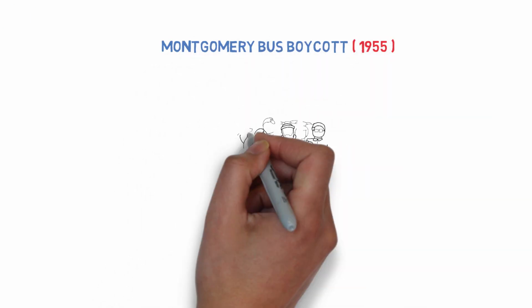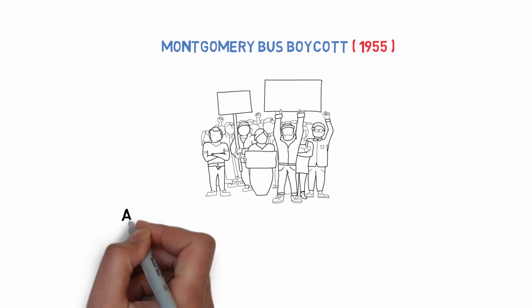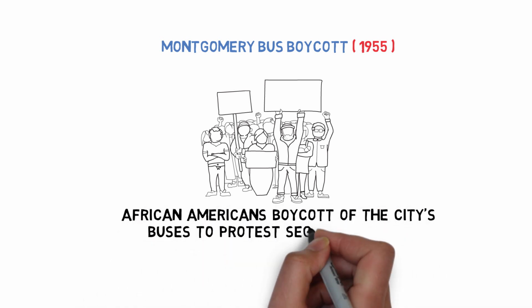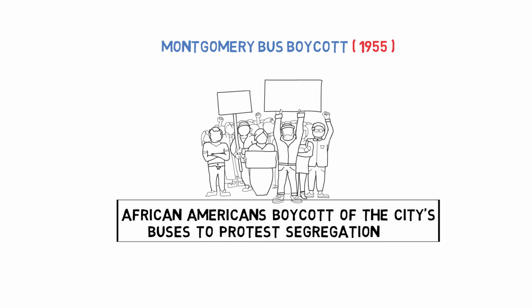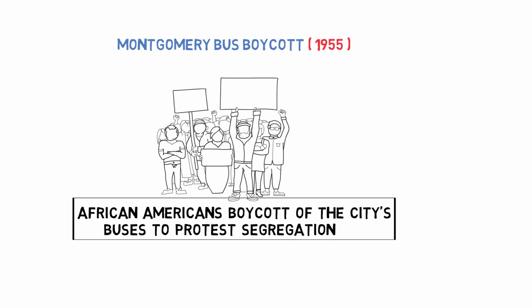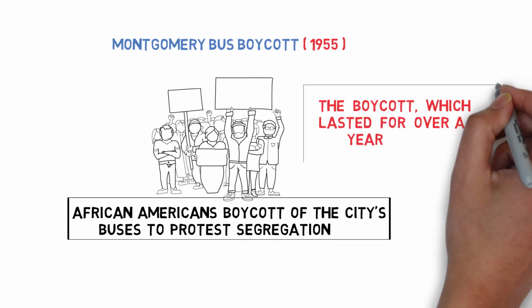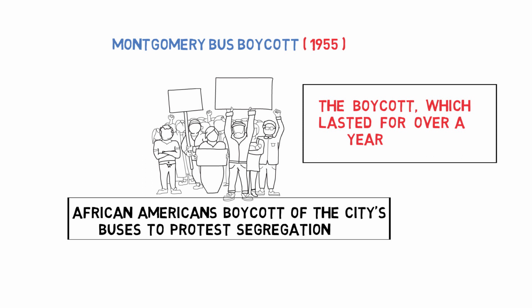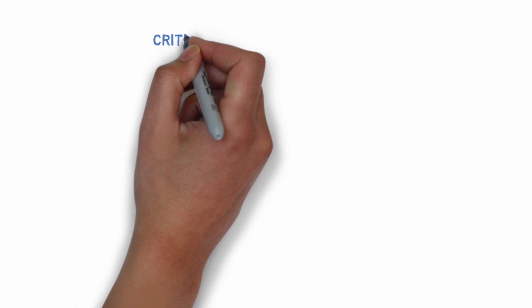Montgomery bus boycott. In 1955, African Americans in Montgomery, Alabama organized a boycott of the city's buses to protest segregation on public transportation. The boycott, which lasted for over a year, was a major success and helped to spark a national conversation about civil rights. Critics of consumer culture.